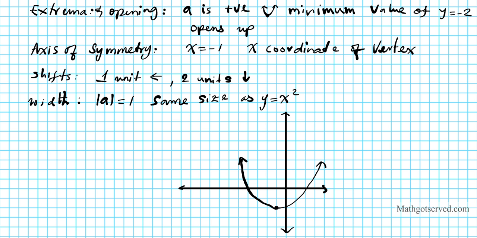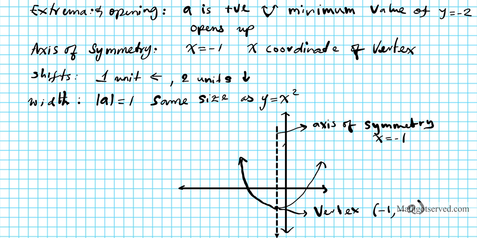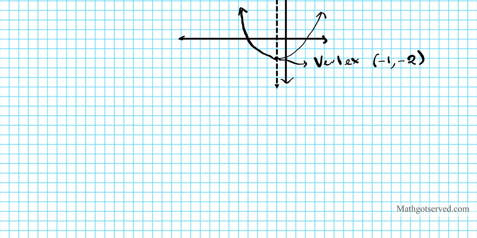Okay, so let's label it. This line that goes right through the center is the axis of symmetry, and it's x equals -1. And then this is your vertex right here. The vertex is (-1, -2). And you also have a minimum, and the value of the minimum is -2 down here. All right. Now let's go ahead and try another example.